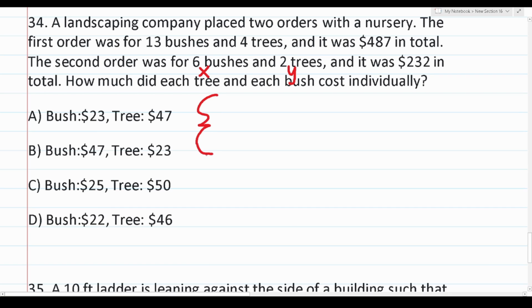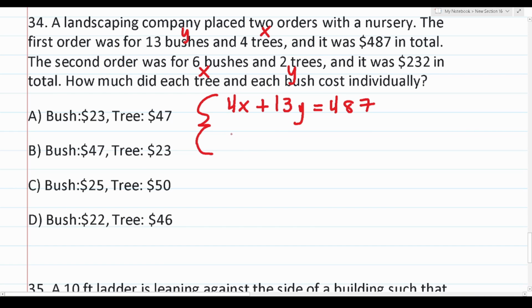Again, I'm just going to draw this symbol to signify that we're working with a system of equations. And again, I let bushes be y and trees be x. So this first bit says the first order was for 13 bushes and 4 trees. So 4x plus 13y equals 487. This says 4 times the cost of trees plus 13 times the cost of bushes totaled 487. That represents this information algebraically.